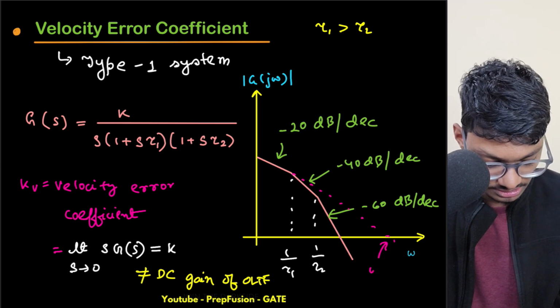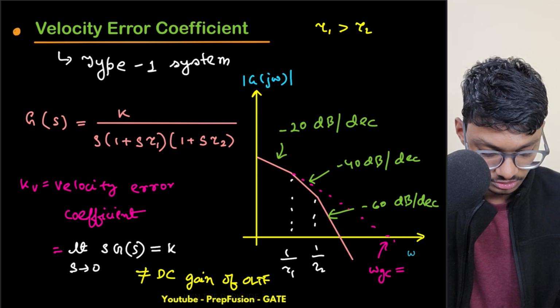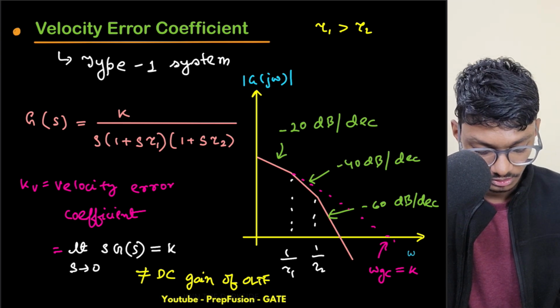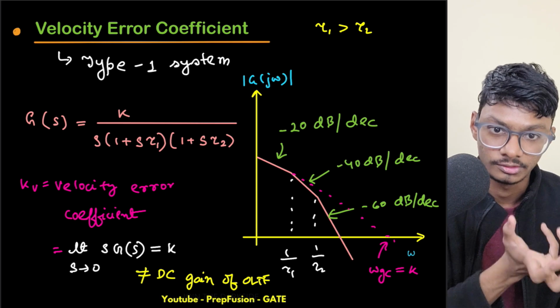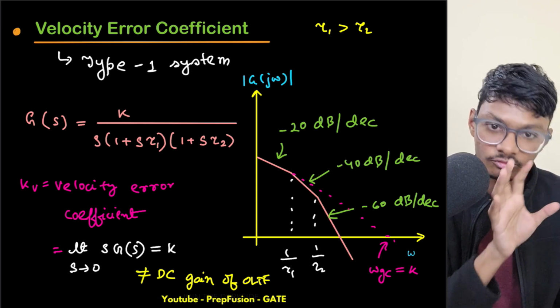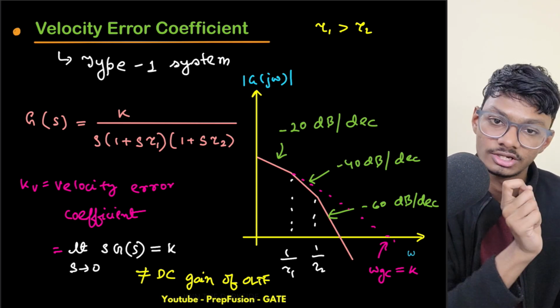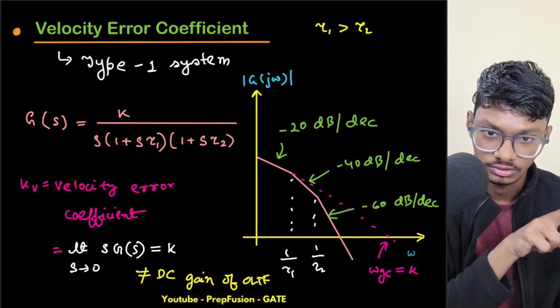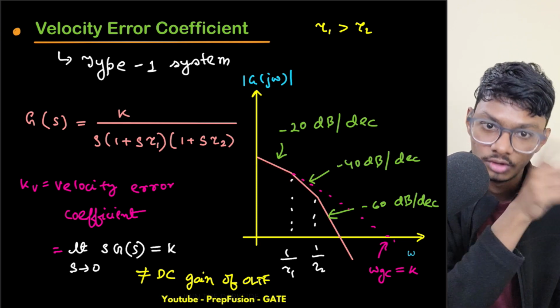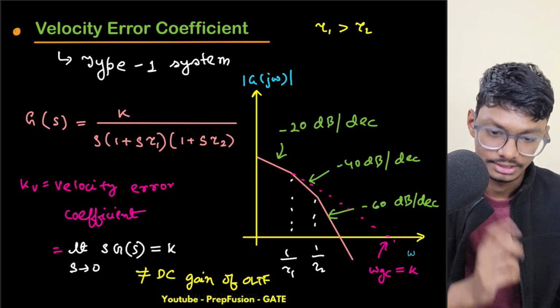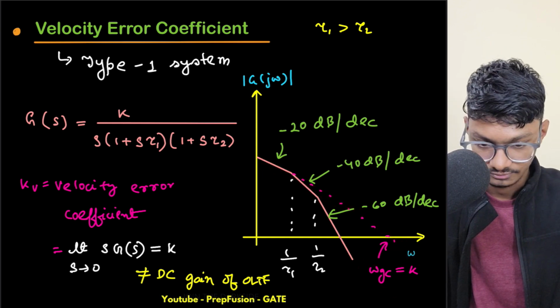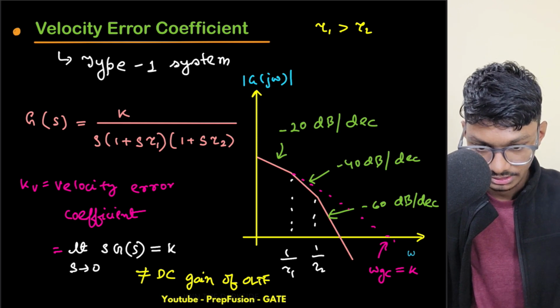This is omega gc, and this is equal to k itself. Actually, the formula is k raised to power 1 by n. It isn't a formula we derived from the basics, but still, if you want to memorize the formula, it was k raised to power 1 by n. Here n is 1 because it is a type 1 system, with only one pole at the origin. So here my omega gc will be k itself.